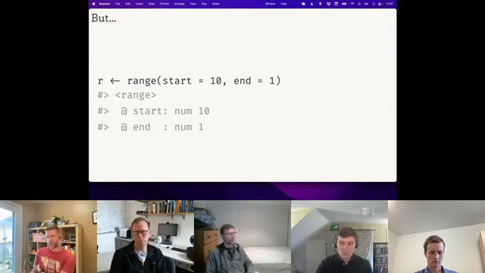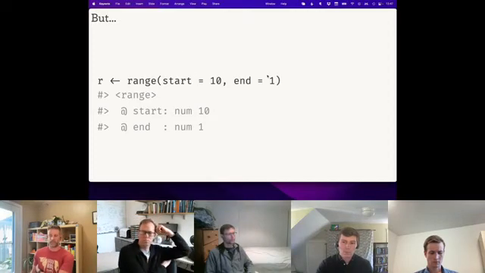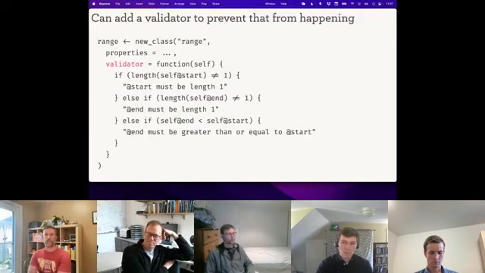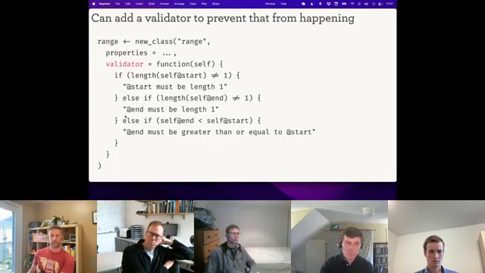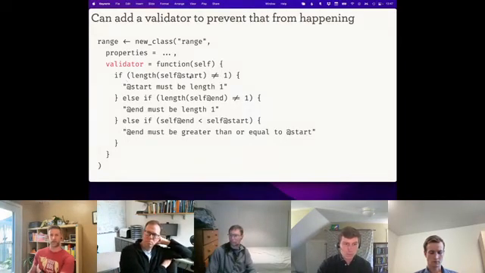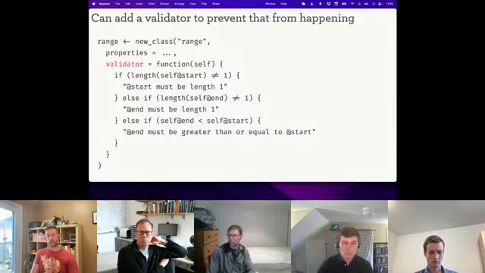Now, of course, you can still construct range objects that don't make sense, where the start is bigger than the end. R7 has a solution for that called a validator. A validator is just a function that takes an object and returns an error message if there's something wrong with that object. So you could say, I want to make sure that start and end are both length 1 and that start should be less than or equal to end. If any of those things aren't true, I'm going to return a string, and then R7 will automatically turn that into an error message for you.